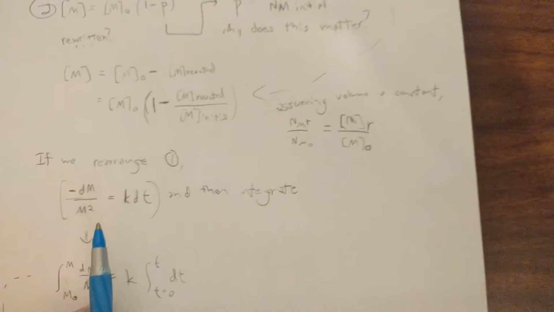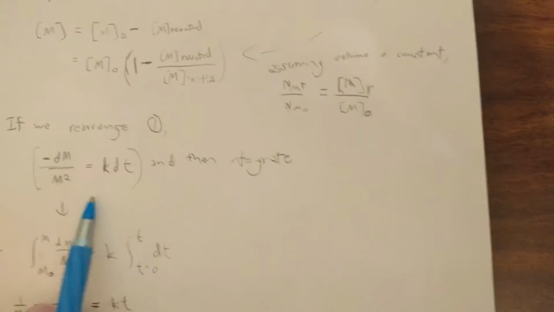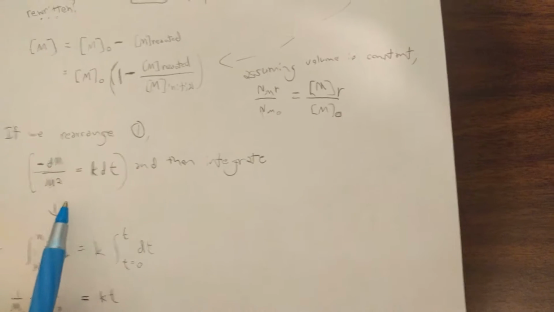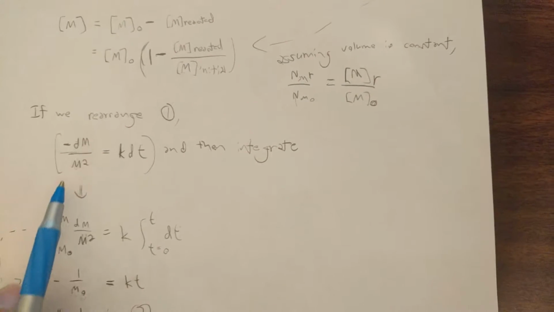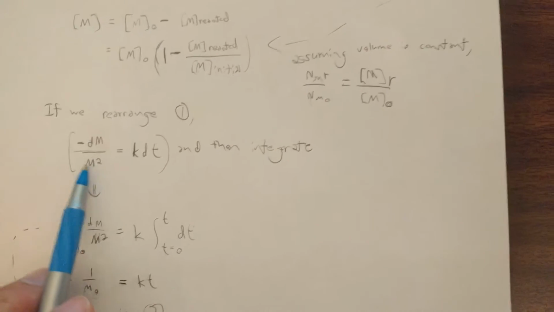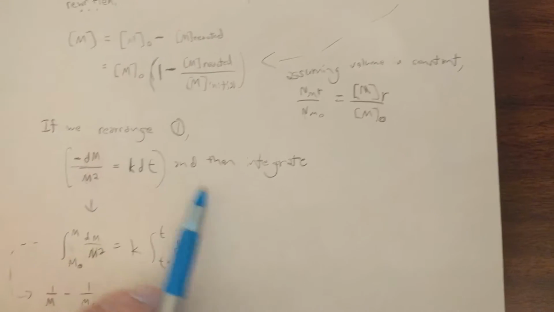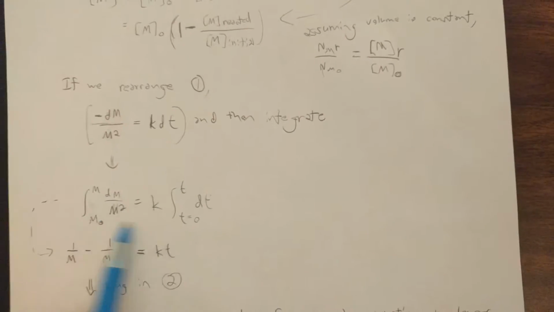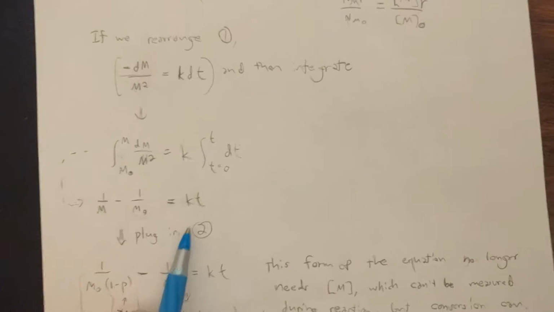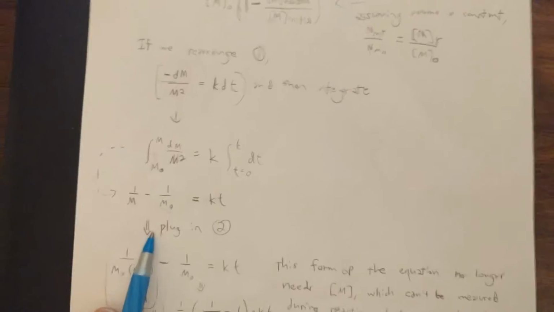Next, to get the integrated rate equation, we'll have to rearrange equation 1. And that will yield this equation here, right? dM over M squared equals k dt. Once we integrate that, we'll get this relatively simple equation, and we can plug in equation 2 into that, the conversion equation, and we get this.